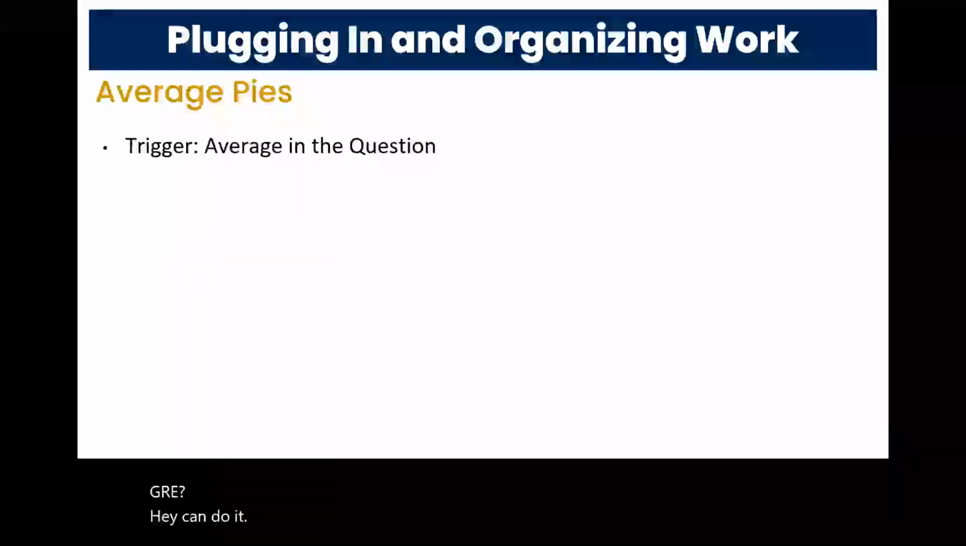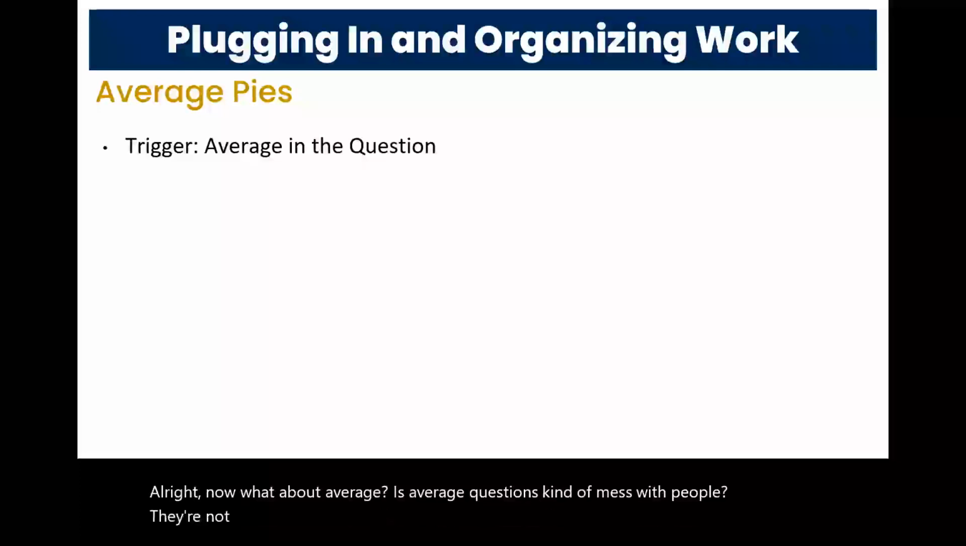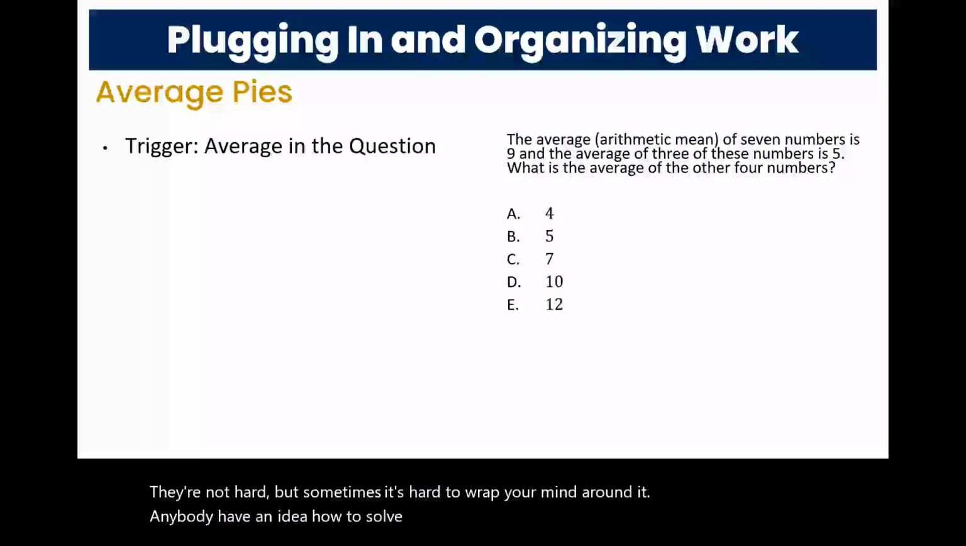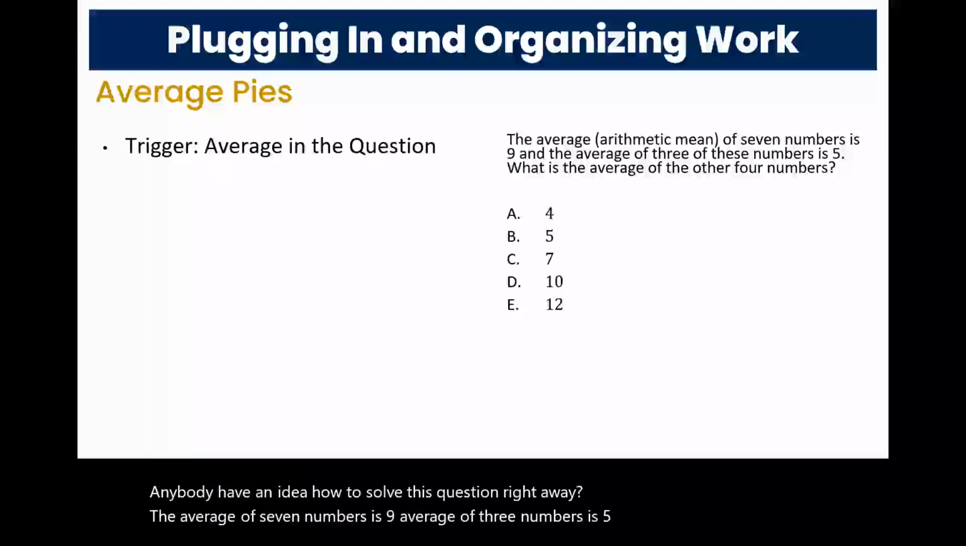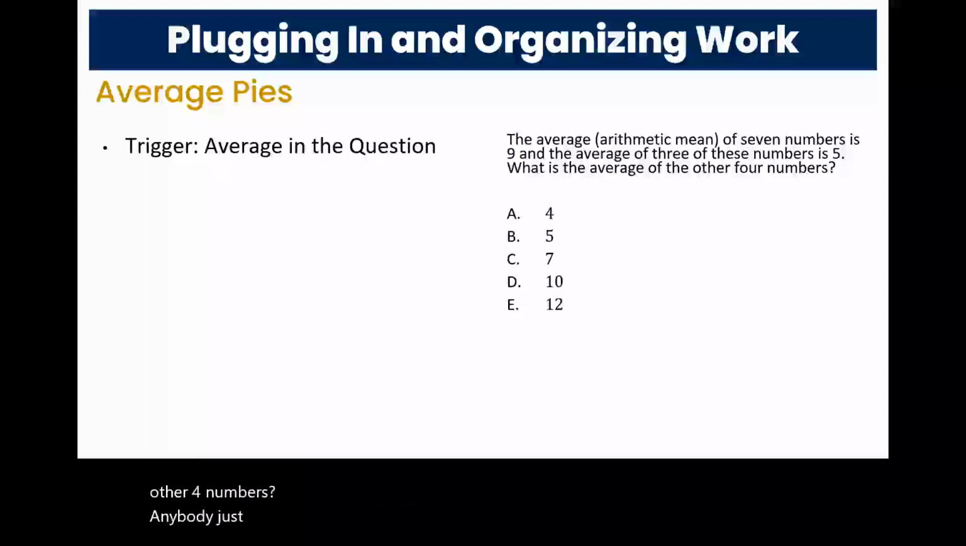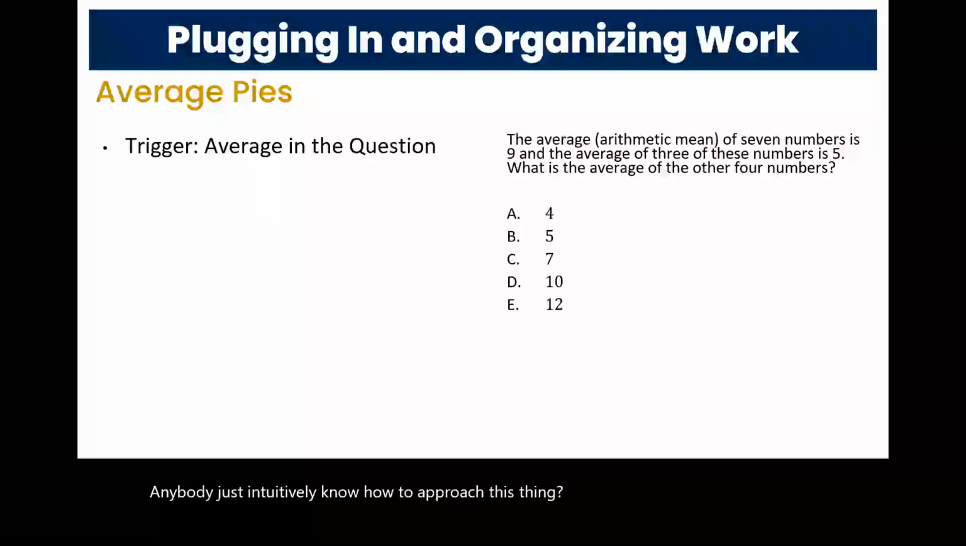All right. Now, what about averages? Average questions kind of mess with people. They're not hard, but sometimes it's hard to wrap your mind around it. Anybody have an idea how to solve this question right away? The average of 7 numbers is 9. The average of 3 numbers is 5. What is the average of the other 4 numbers? Anybody just intuitively know how to approach this thing?